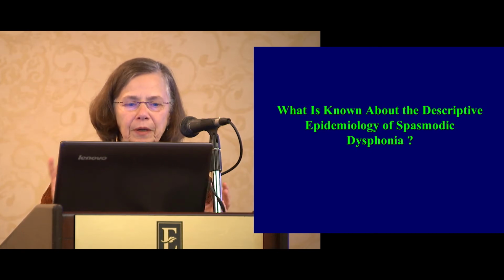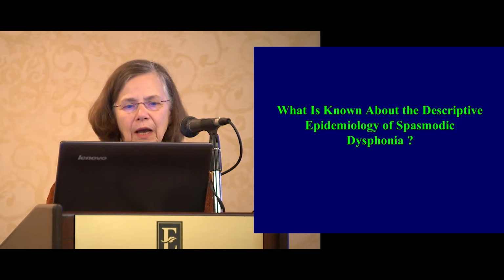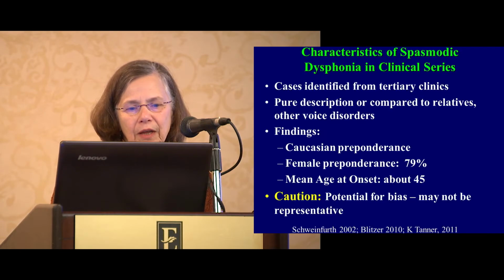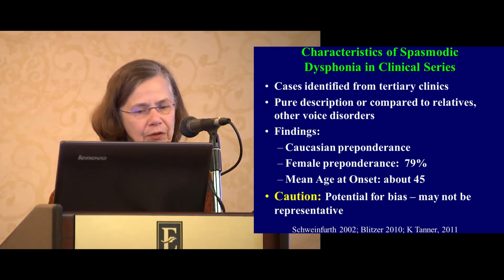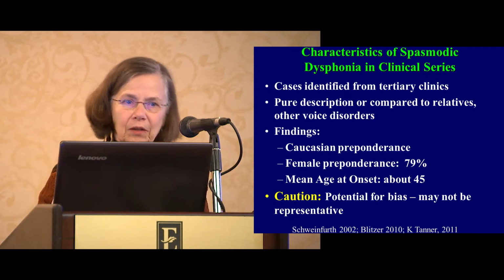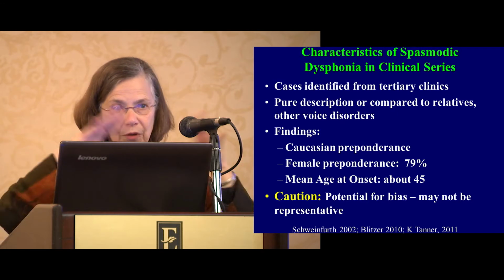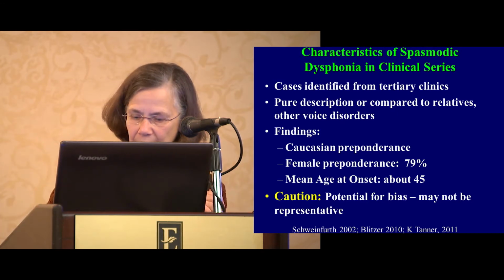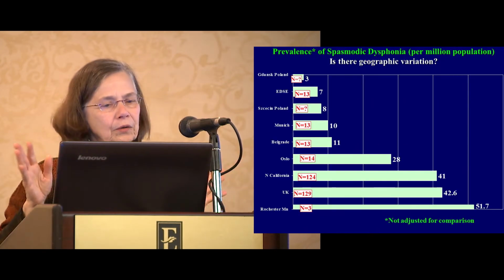So this is a little bit about the background of what's been known prior to the work that I'm going to present that we've been doing in Northern California. And what we know is that it appears that there's a Caucasian and female preponderance, that age at onset is about 45. But the problem is that this information pretty much comes from clinics. And so it only is based on who went to the clinic, and it's possible that there are other people or there's a different pattern, and they just weren't attending the clinics where this was counted. So important starting point, but not necessarily the final answer.